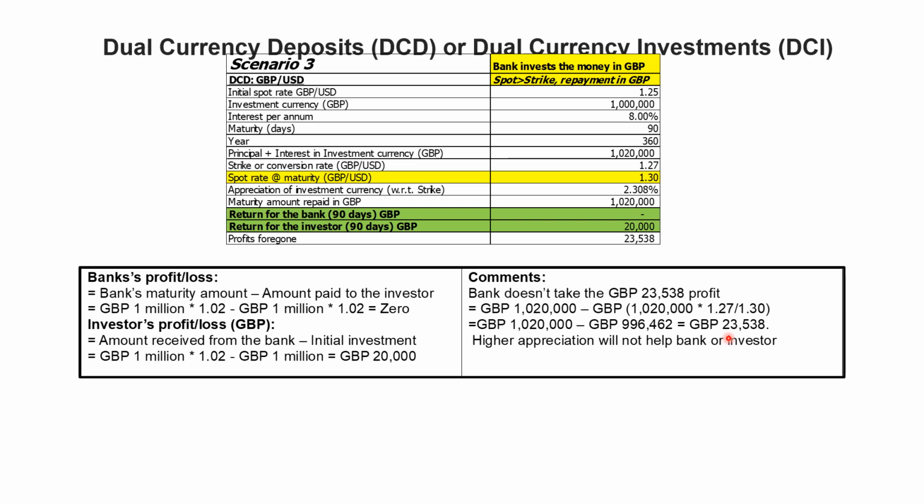Also note that a higher appreciation will not help the bank or the investor in this scenario because the bank has chosen to pay in GBP instead of the logical payment in USD. This scenario clearly proves that the bank will always pay the investor in the alternate currency if the investment currency strengthens beyond the strike price.